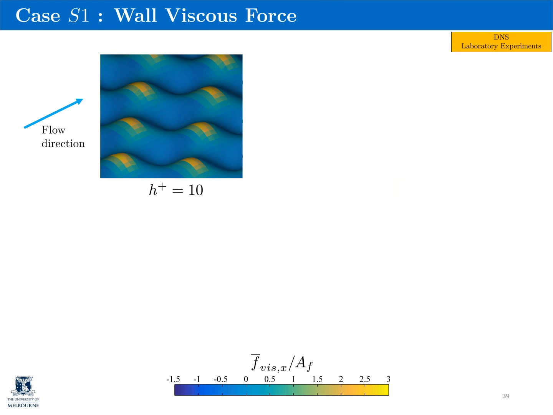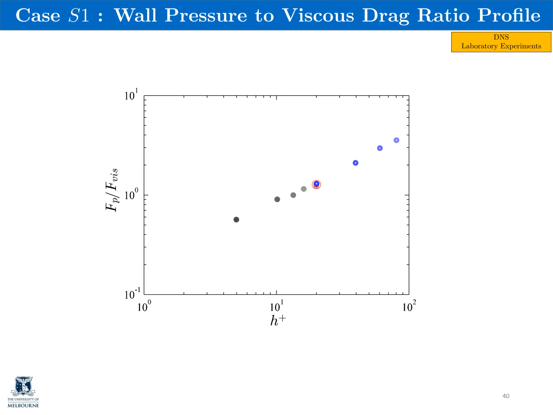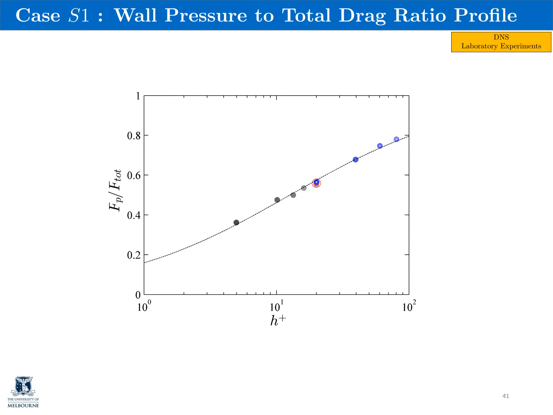Here is the contour of the time average streamwise viscous force normalized by the cell face area. The maximum viscous force occurs at the crest of the roughness elements due to the large velocity gradients. With increasing roughness height, we observe a decrease in the viscous force. Now, we can plot the pressure to viscous drag ratio against the roughness height. From this log-log plot, it appears that our data lies on a linear line fit. Plotting the pressure to total drag ratio, and now having a linear y-axis, you can see that our data still collapses quite well with the line fit.